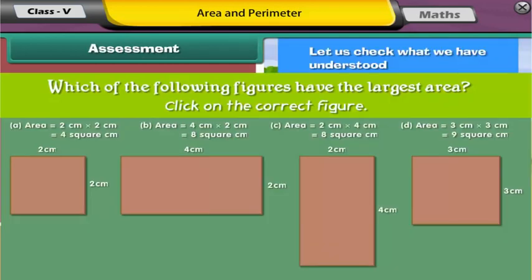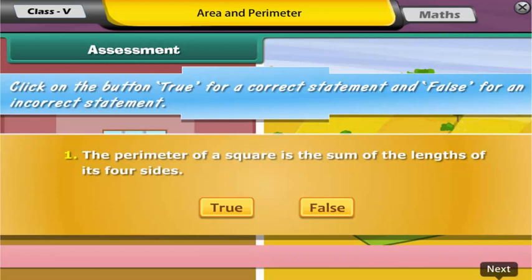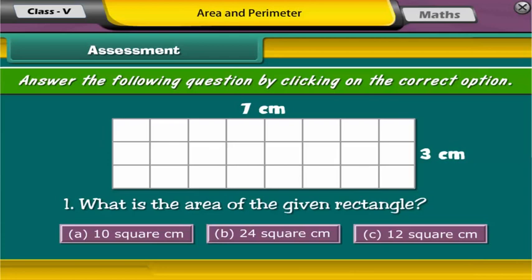Let us check what we have understood. Click on the correct figure. Click on the button True for a correct statement and False for an incorrect statement. Look at the given figure. Now answer the following question by clicking on the correct option.